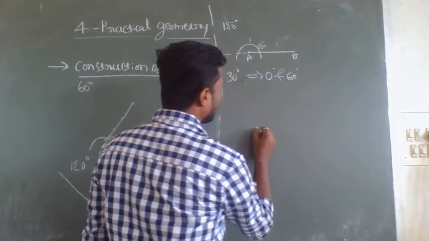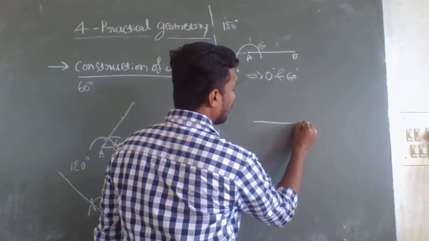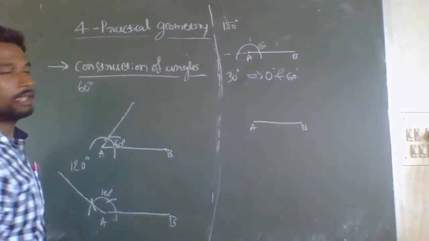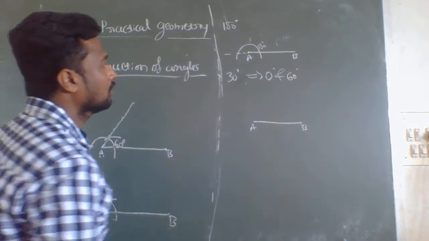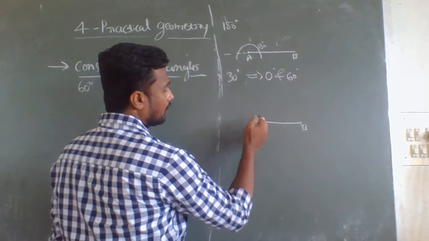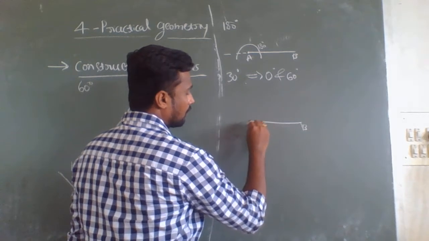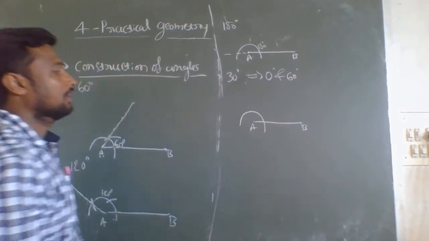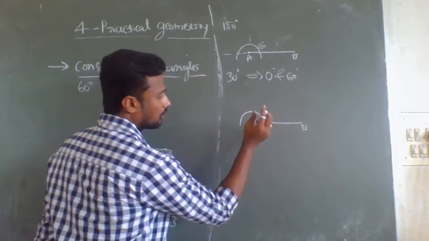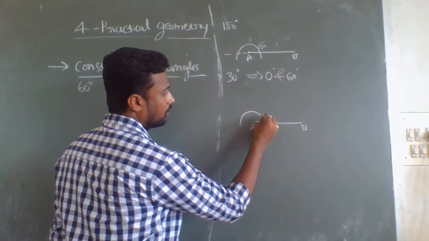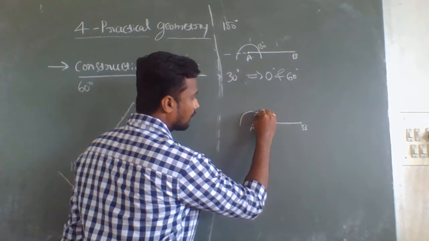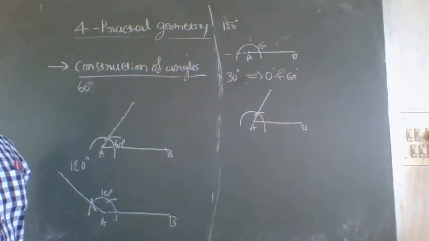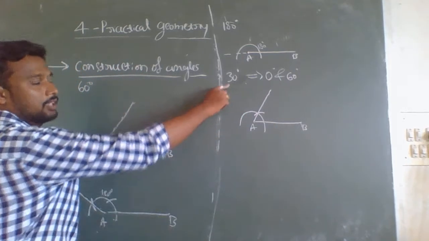Now to draw 30 degrees, what can we do? First I will draw a line AB, and first I have to get 60 degrees to construct 30 degrees. Again keep your compass on point A and draw an arc, then keep your compass on this intersecting point and draw an arc. This is 60 degrees.